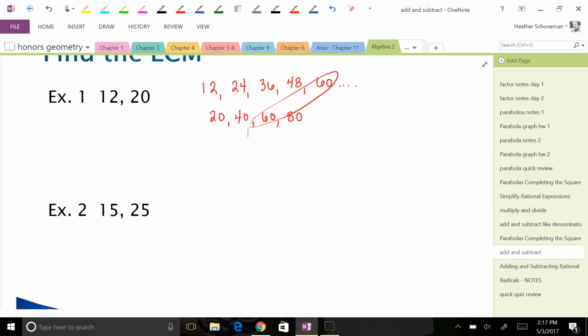You can do that again with 15 and 25. Now we're not going to list them all out, but think about the multiples of 15 and see when you can get one that goes by 25. So you've got 15, 30, 45, 60, still not there. 75, ding, ding, ding, that wins. So 75 is your least common multiple. 25 and 15 both go into 75.